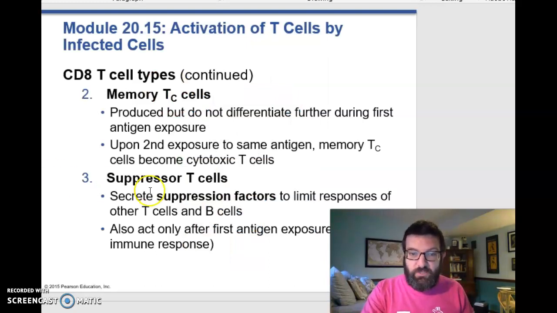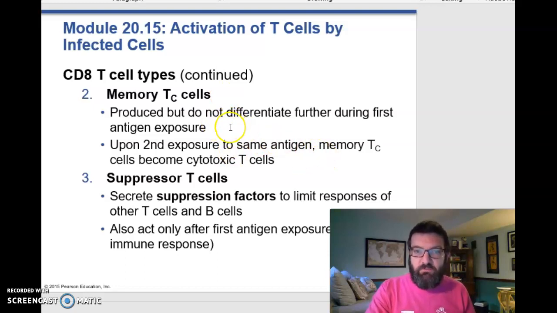So in addition to cytotoxic T cells, you're also going to make memory T cells, which do not differentiate further after that first exposure. They wait until the second exposure, and they're long-lived. And this means essentially they'll stay in your body for a long time in case you ever get infected again, and they can protect you then. And then also suppressor T cells, which can secrete suppression factors eventually to slow down the T and B cells at the end once you've sort of defeated the infection.